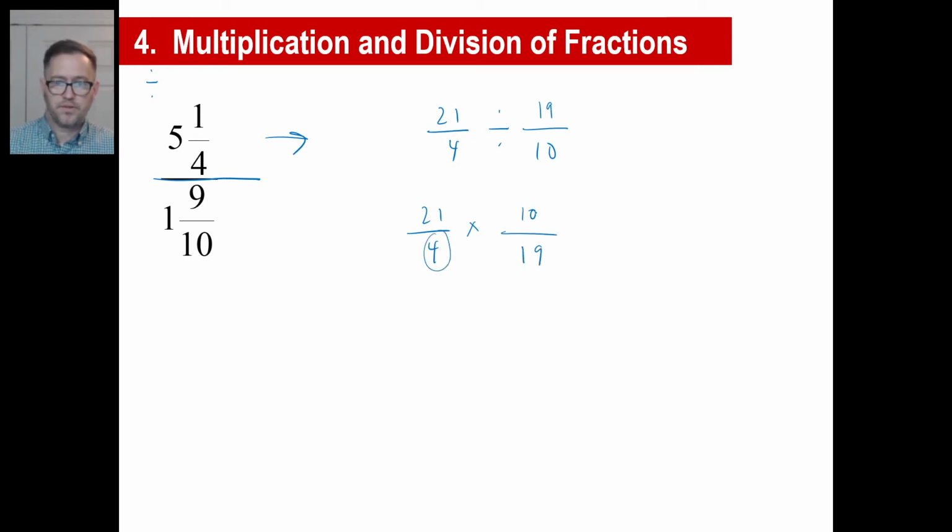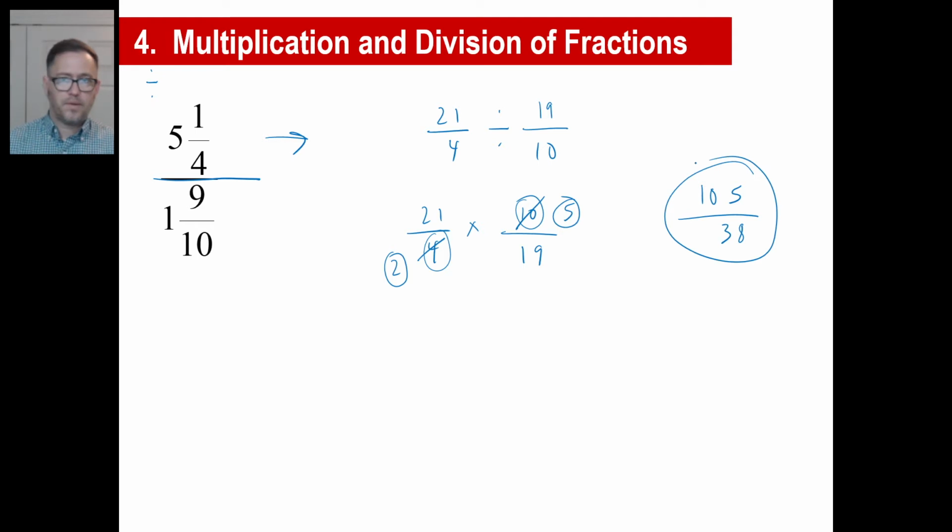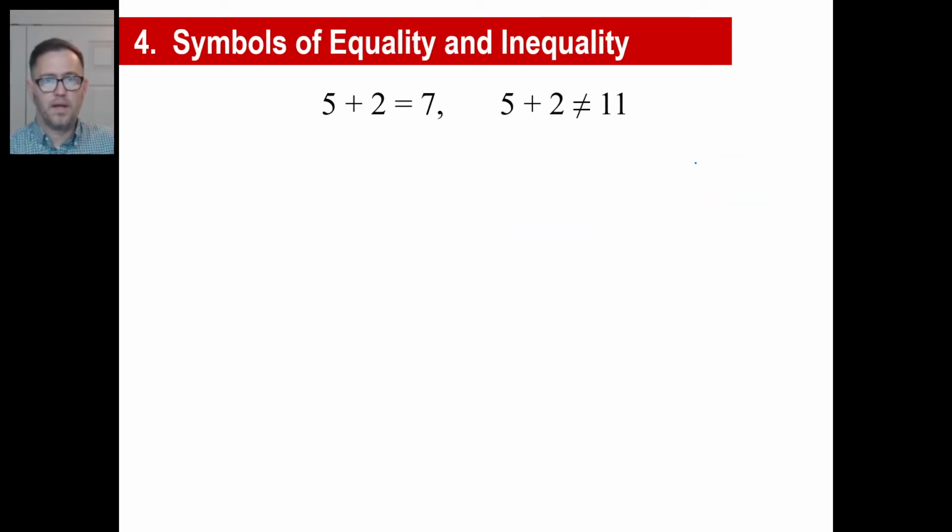And we can do this and this. We can knock that down by 2's. So 10 divided by 2 is 5. And 4 divided by 2 is 2. So 21 times 5, that's across, it's 105. And 2 times 19 is 38. And there you go. And don't worry that these are bigger numbers. Who cares? Just write them out there and do it. Knock them out, okay?